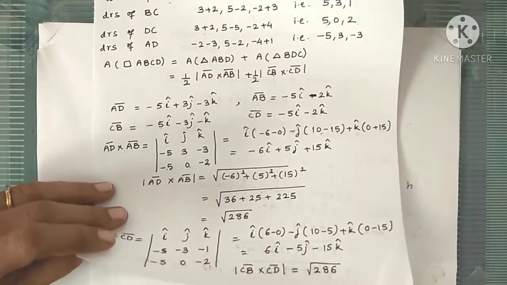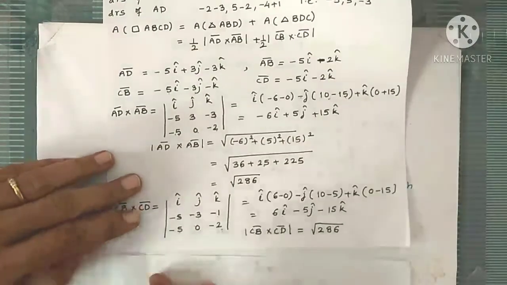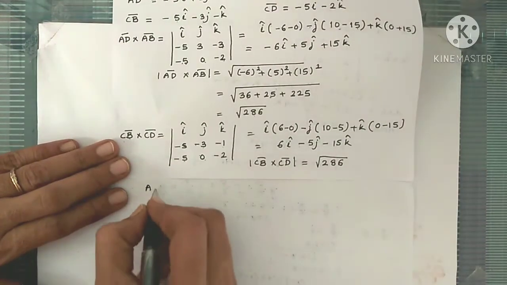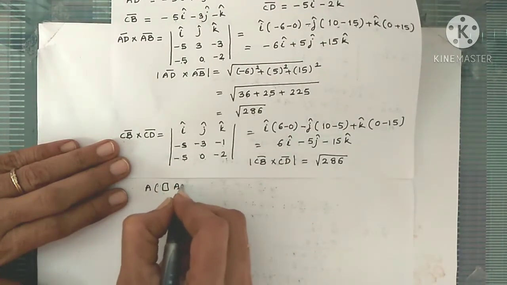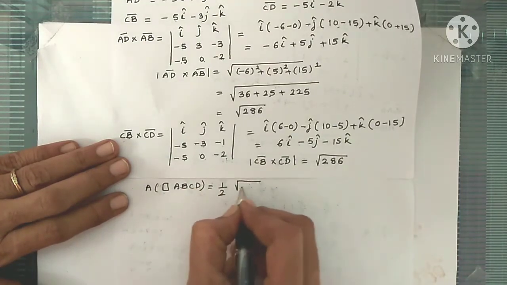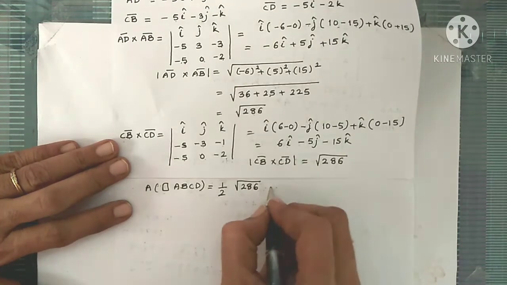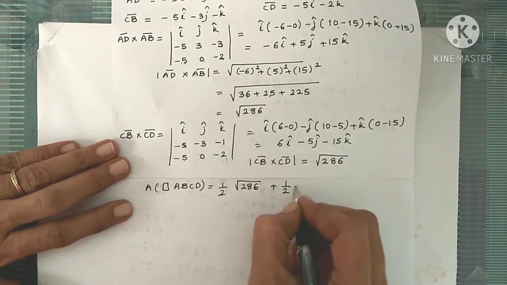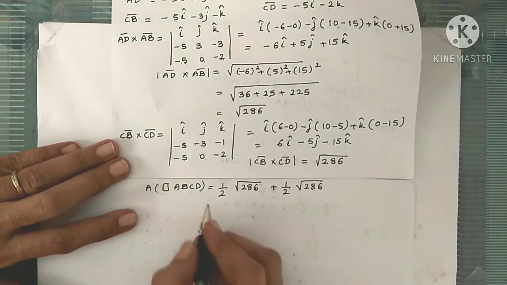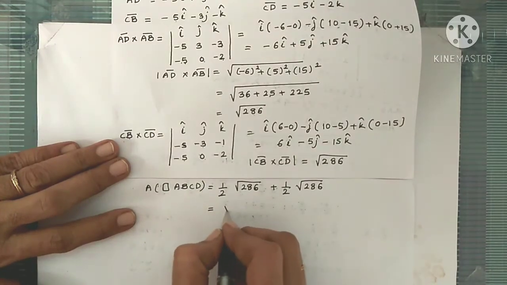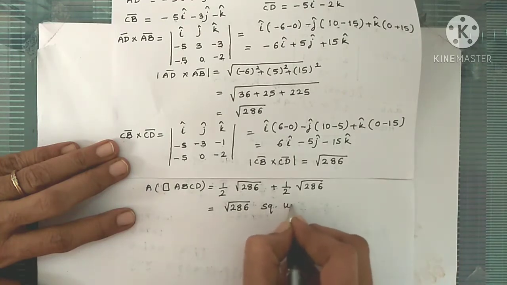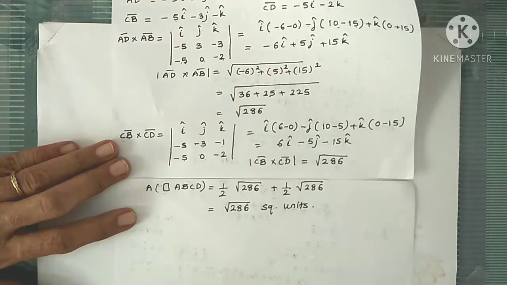Therefore, the area of the quadrilateral ABCD equals half, the area of the first triangle is half square root of 286. Similarly, for the second one also we have half square root of 286. So adding those terms, it is square root of 286 square units. Okay.